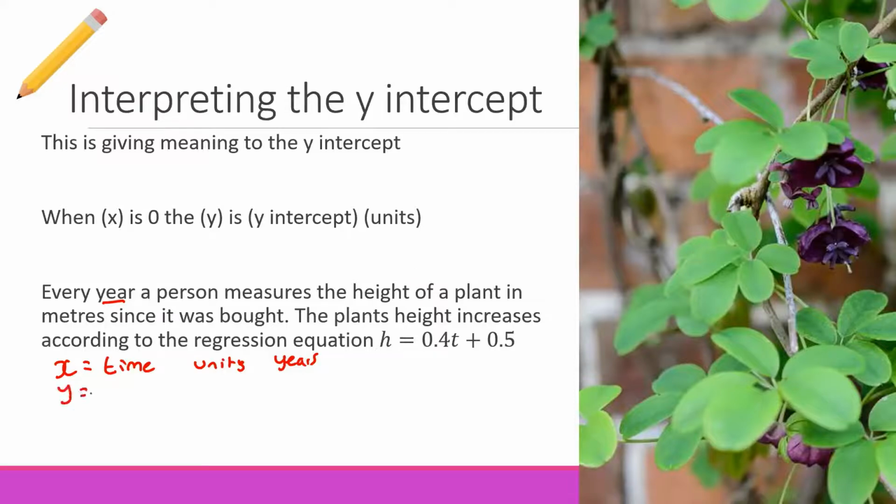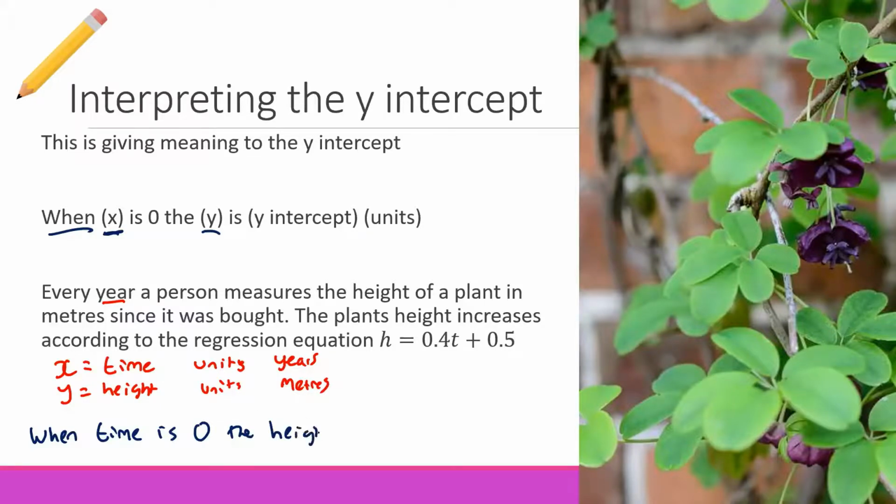And in this case, Y equals height, and that's measured in meters. So when I redo this sentence, let's go. When X, now X in this case is time. When time is 0, now this is going to read a bit weird. When time is 0, the Y, the height is, now what's the y-intercept? Y-intercept is 0.5 meters. When time is 0, the height is 0.5 meters.